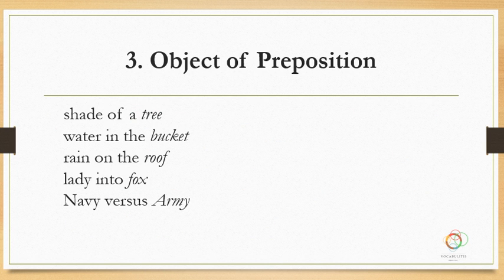Number 3, object of preposition. If you have a prepositional phrase, as we do here, shade of a tree, of a tree is your prepositional phrase, right? All prepositions always must be followed by an object of that preposition. The word tree is the object of this preposition. If it's the object, obviously it should be in the objective case, right? In the bucket, bucket is the object of that prepositional phrase. On the roof, that's your object, and these are all objective case.